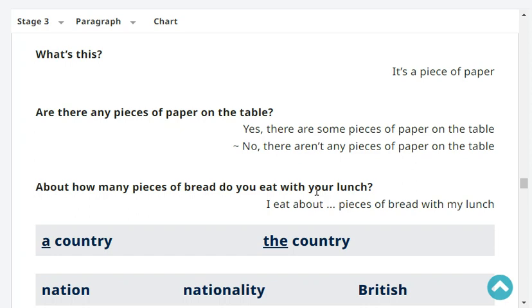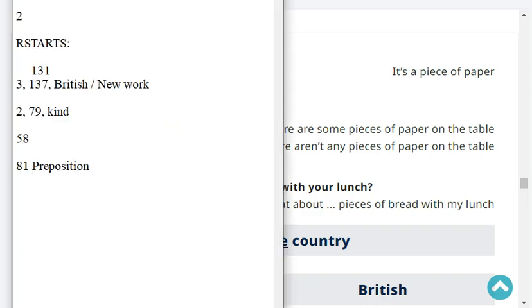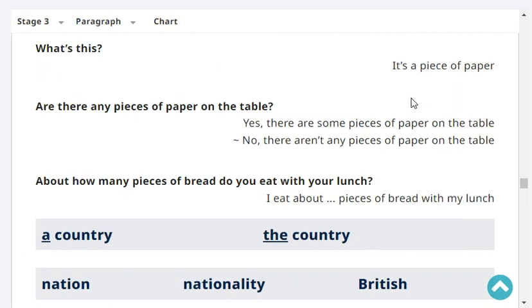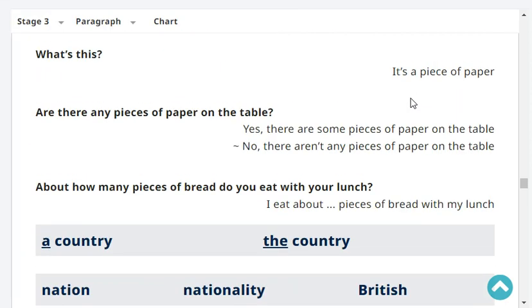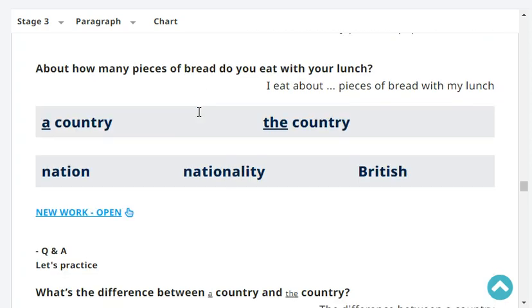About how many pieces of bread do you eat with your lunch? I eat about two pieces of bread with my lunch. Very good.